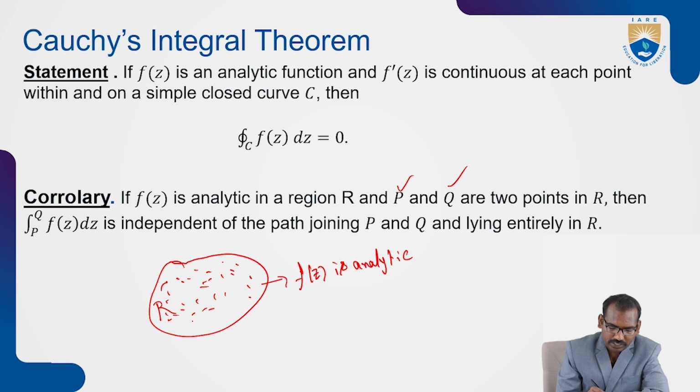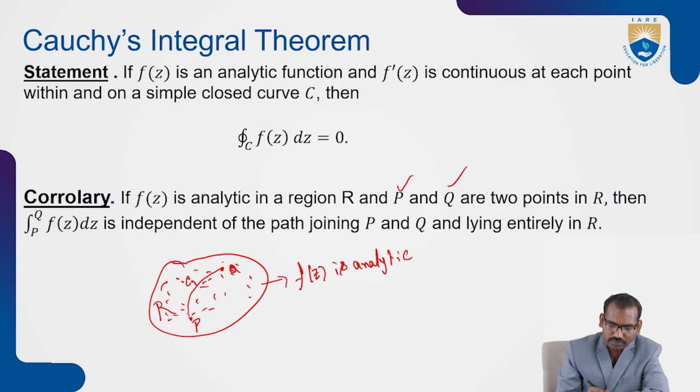Okay, now we are taking any 2 points in this region. Here I am taking this point as P and this point as Q. So I am performing integration from P to Q. When we are going to perform integration, we need a path. So here I have one path, that is C1. So we are performing integration from P to Q along C1.